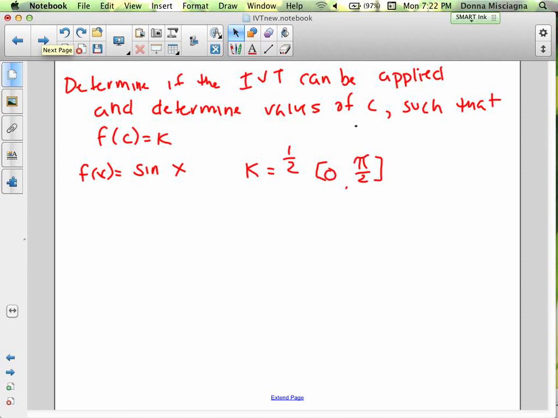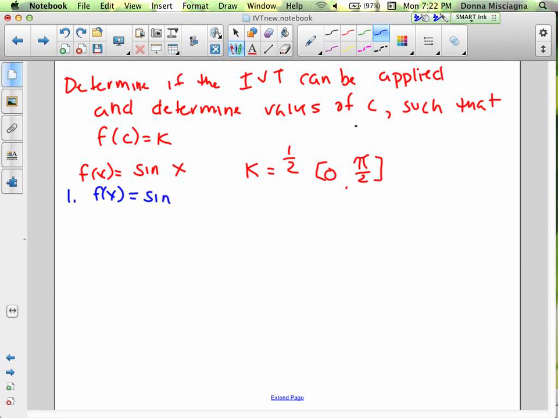All right, so determine if the intermediate value theorem can be applied and determine values of c such that f of c equals k. First we need to address the continuity issue. Well, that's pretty easy to address, right? So f of x equals sine x is continuous everywhere.